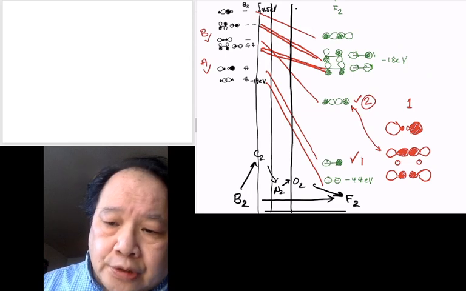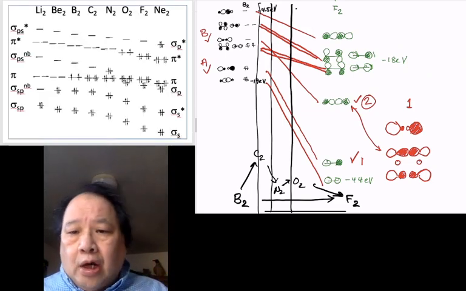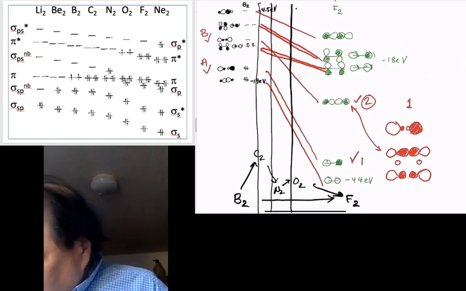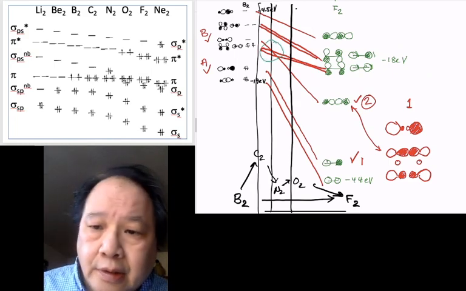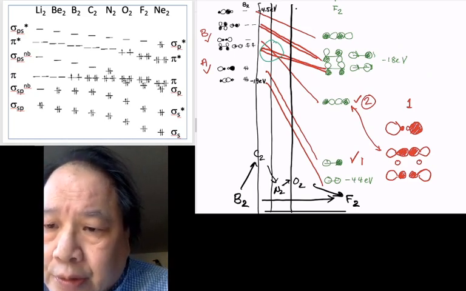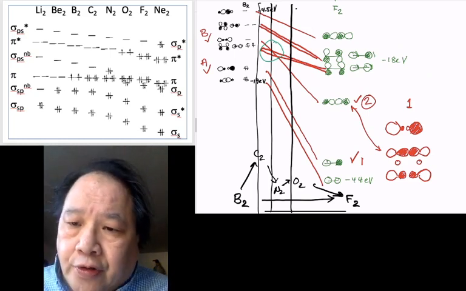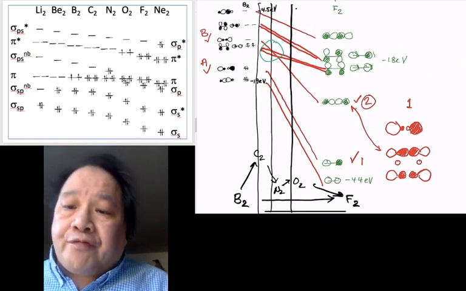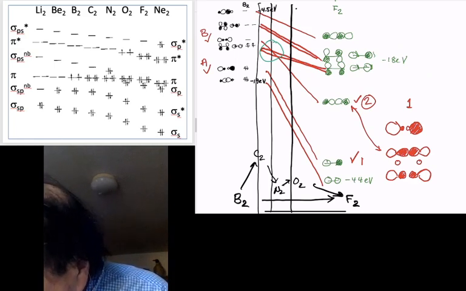And this is a picture from your textbook. As we go from boron to fluorine, there is a crossing. The crossing is right here. I'll put it in green. Right there. For boron, the third highest orbital is a sigma orbital. For carbon, the third highest orbital is a sigma orbital. For nitrogen, it's a sigma. But for oxygen, the third highest set of orbitals are pi, due to this crossing that I showed here.